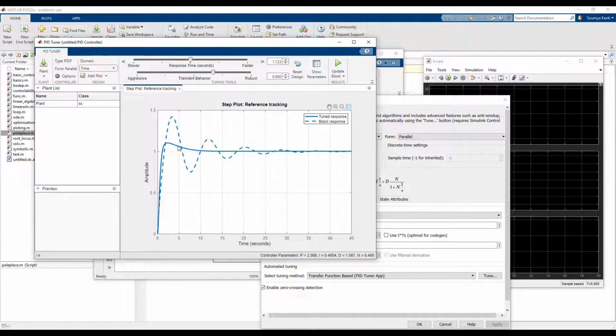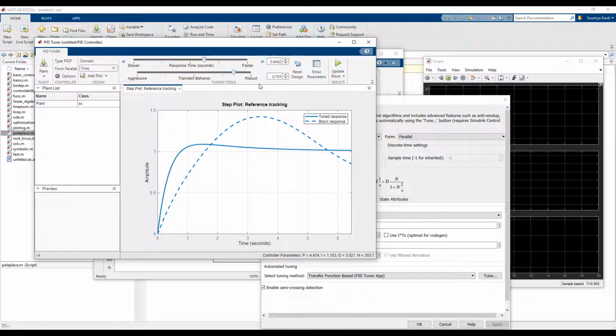Okay, now it is giving us one of the tuned values, but actually you can tweak the system. Suppose you want it to be a little bit faster. Okay, so this is how it will look now. Maybe you want it a little bit more robust. So this is how it will look, but if you want it more aggressive, this is how it will look. So it is aggressive, which means the peak overshoot increases. So let's reset the design to its original values.